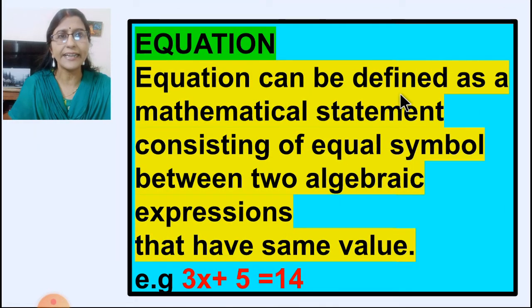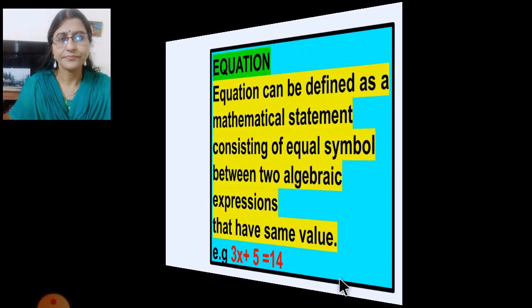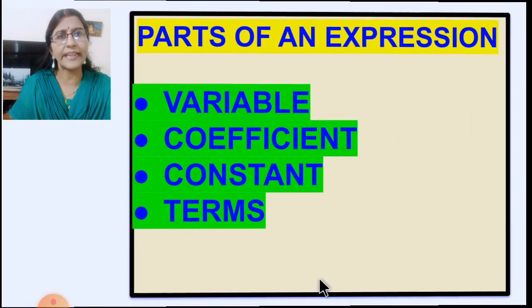Equation can be defined as a mathematical statement consisting of an equal symbol between two algebraic expressions that have the same value. So here you can see this is an example of an equation. These two are algebraic expressions and you can see they are having an equal to sign in between them. So this is an equation. This is one expression, this is another expression, and they are separated by an equal to sign, and this is called an equation.